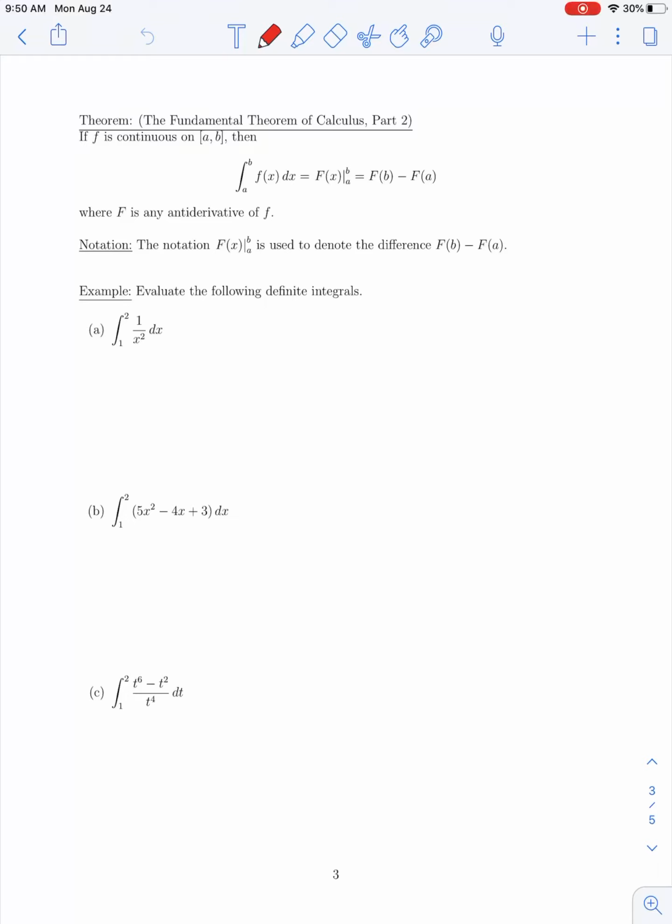Okay, in this lecture we're going to cover the second part of the fundamental theorem of calculus, which gives us a very simple way, or relatively simple way, to evaluate definite integrals.